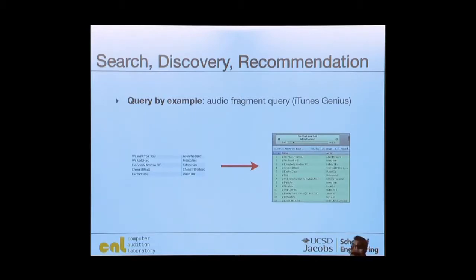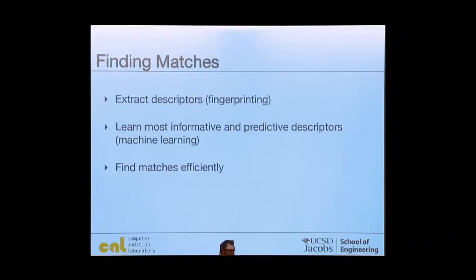Okay, and this is really where we need to somehow find matches in our database that match these seed songs. Right. So how do we do that? Well, basically finding matches is a stepwise process. The first thing we need to do is extract descriptors from the items that we're interested in. In this case, we have to extract descriptors from songs. Then we have to use some machine learning to figure out which of these descriptors are the most informative and the most predictive ones to pick good matches. And then we need to try to do this efficiently from really large databases.